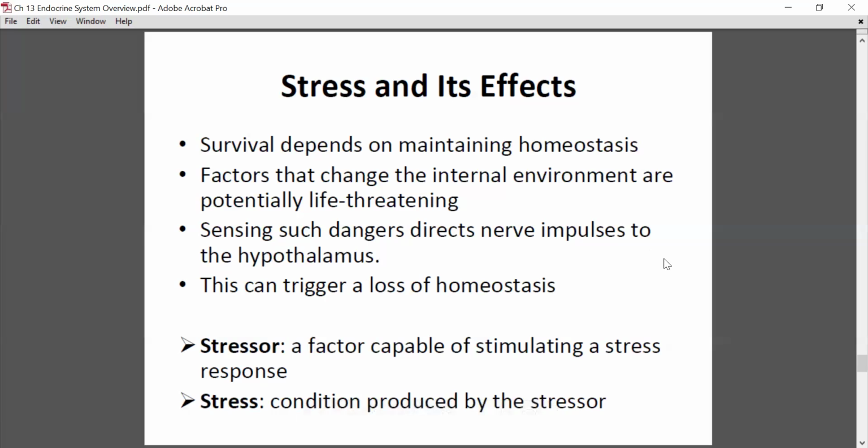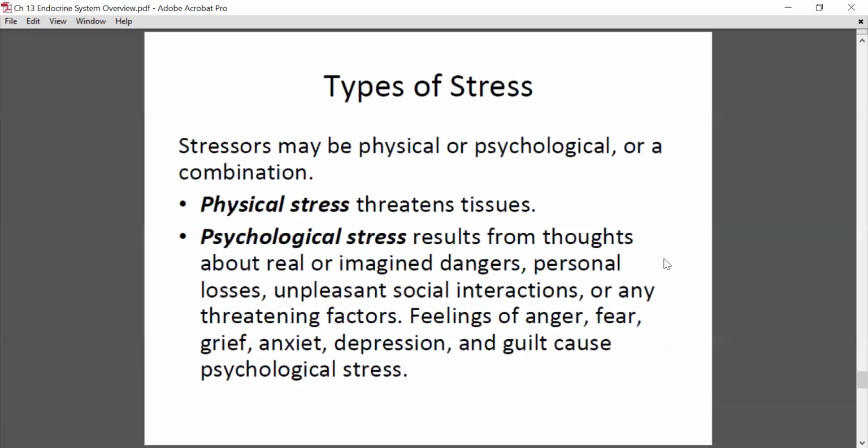A stressor is something that is capable of stimulating a stress response. Stress then is the condition produced by the stressor. All right, so a stressor is the thing that creates the stress response. Stress is the condition produced by the stressor. You have different types of stress. So stressors may be physical, or it might be psychological, or it could be a combination of both.